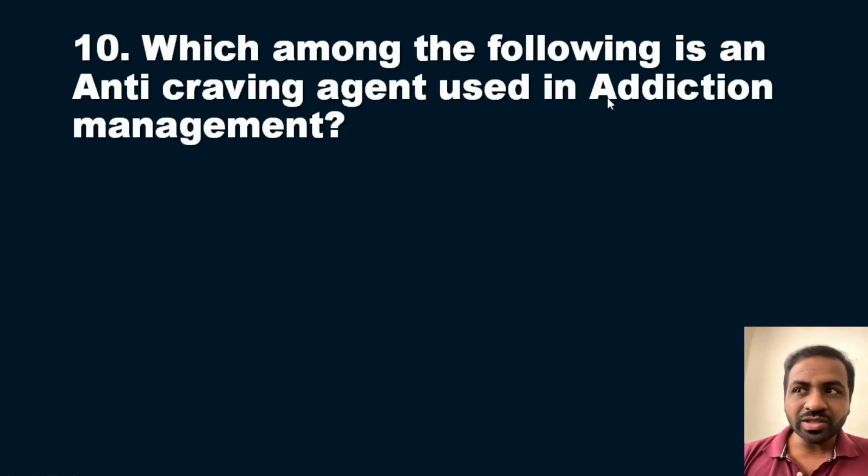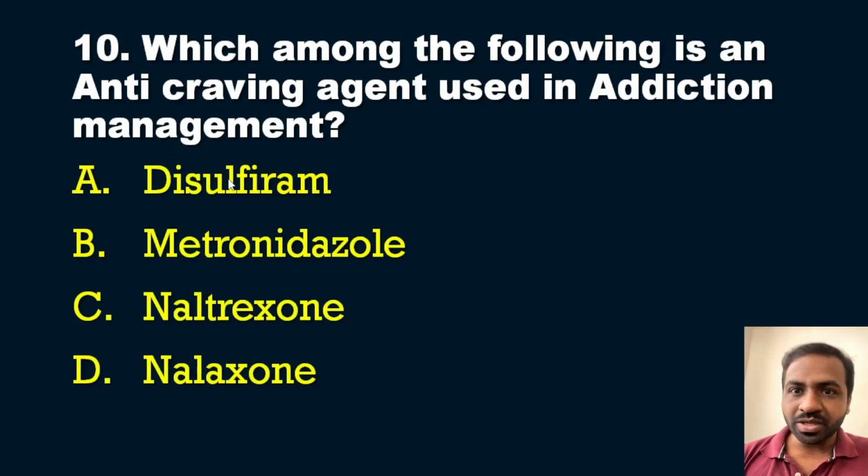So the question is, which among the following is an anti-craving agent used in addiction management? Okay, so the question is regarding addiction medicine. Which among the following is an anti-craving agent used in addiction management? So the options are option A, disulfiram, option B, metronidazole, option C, naltrexone, and option D, naloxone. So what is the answer? So anti-craving, that is a key point in this question. So the answer is option C, naltrexone.